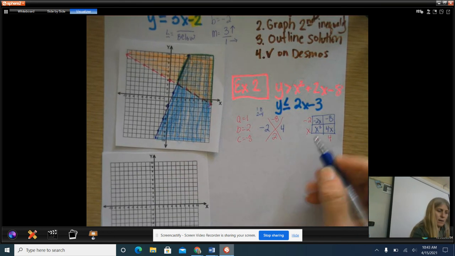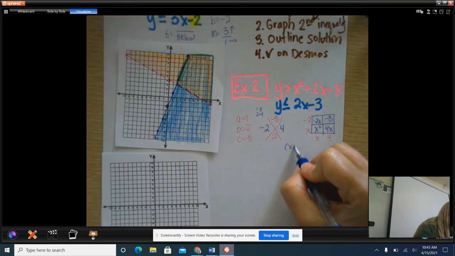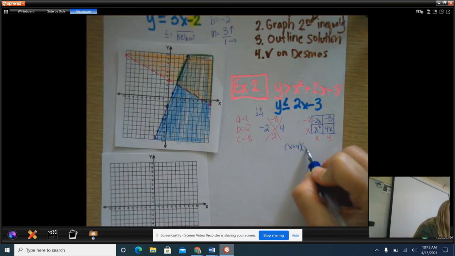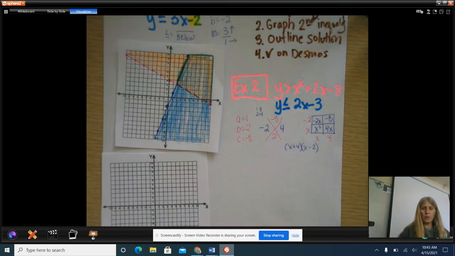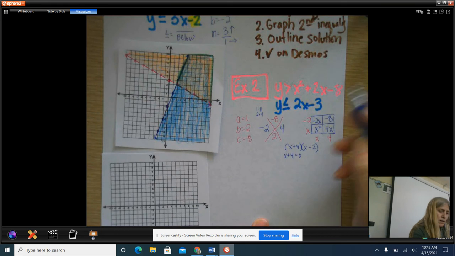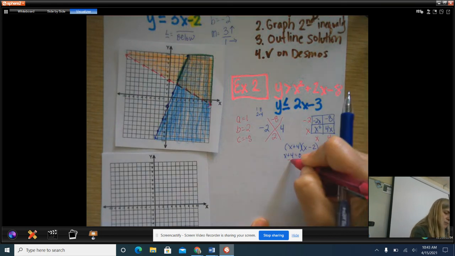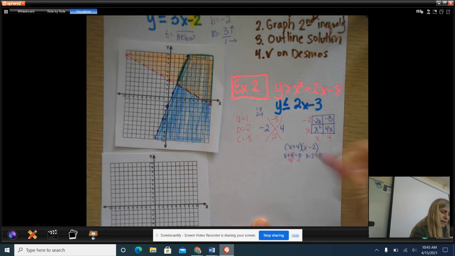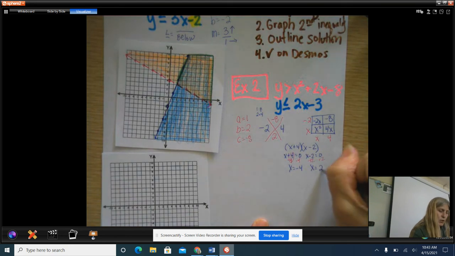I'm now going to write that in product form. X plus 4 times x minus 2. And we're going to use the zero product property to solve for my roots. So x plus 4 equals 0, and x minus 2 is equal to 0. I'm going to subtract 4 from both sides. And my first root is going to be at negative 4. I'm going to add 2 to both sides. And my second root is going to be at positive 2.